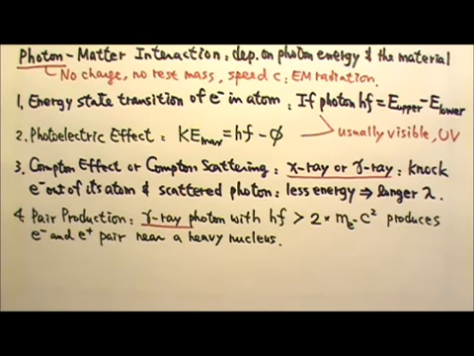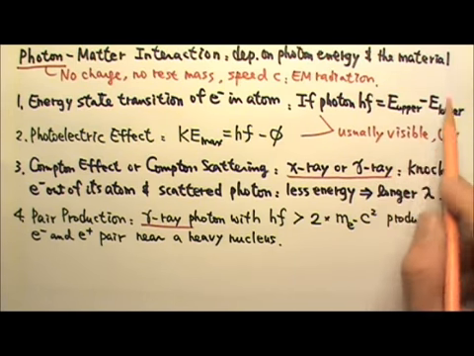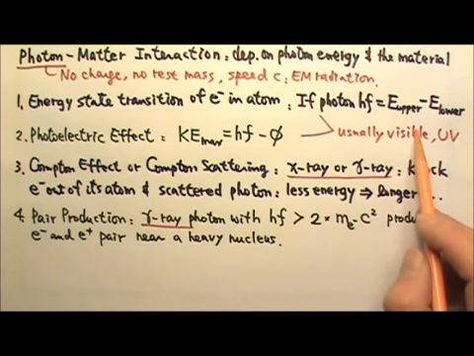According to one of Bohr's postulates, an electron in orbit has a definite amount of energy, so the electron cannot take in any extra energy. If the photon does not have the right amount of energy, it cannot be absorbed by the electron in such manner, and therefore cannot cause energy state transition.